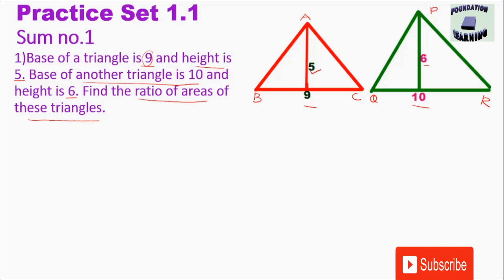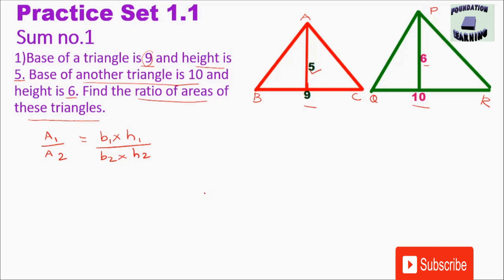So we are going to find the ratio of the areas of triangle 1 and triangle 2. Here triangle 1 is ABC. So we will take A1 upon A2, the area of triangle 1 upon the area of triangle 2. Now what is the formula? The formula is B into H: B1 into H1 upon B2 into H2.